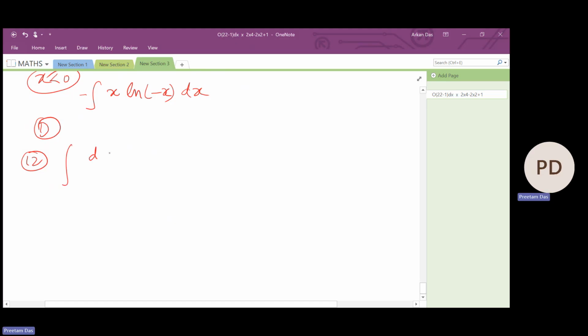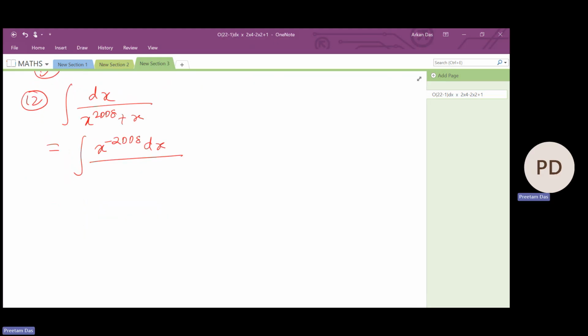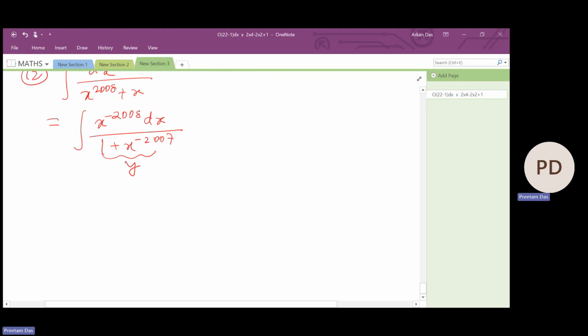Next one is this x raised to 2008 plus x. Obviously, you know what you have to do. Multiply by x raised to minus 2008. This will work for all x raised to n. So 1 plus x raised to minus 2007, this we are considering as y. So what will be your dy? x raised to minus 2008 dx becomes minus 1 by 2007 dy.